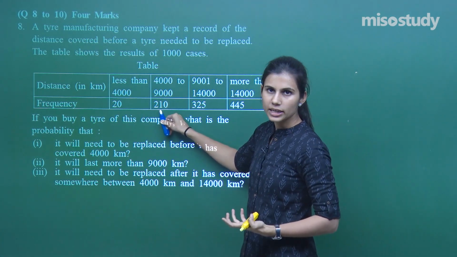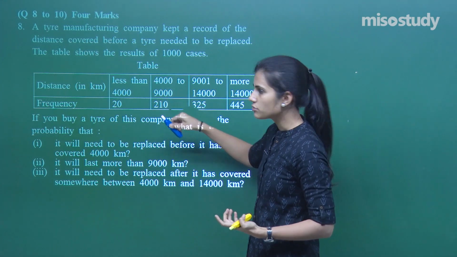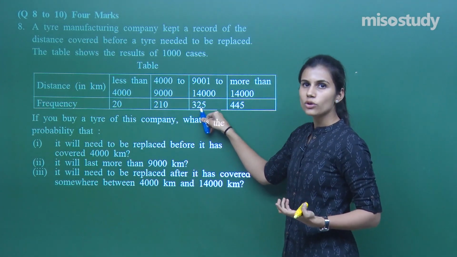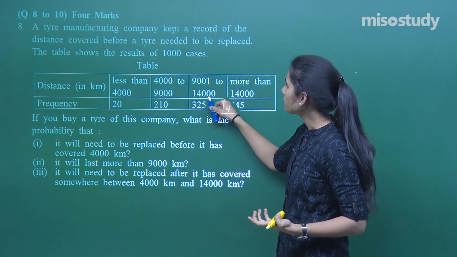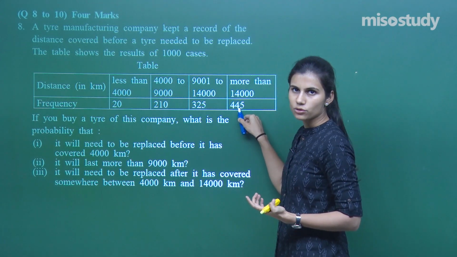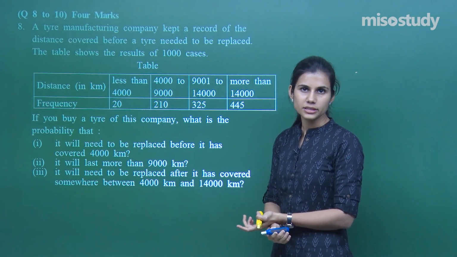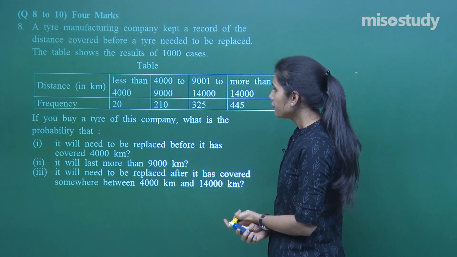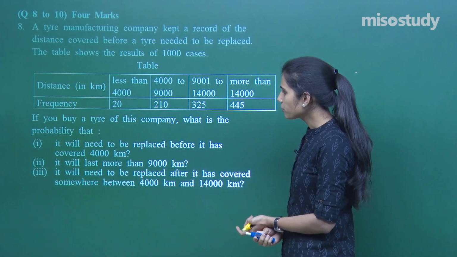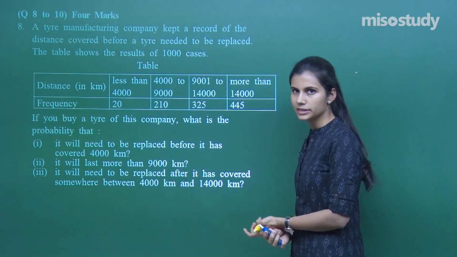210 tires got changed when they had covered distance between 4000 to 9000. 325 tires got changed when they had covered distance from 9001 to 14,000 range, and 445 tires had to get changed when they had covered more than 14,000 kilometers distance. If you buy a tire of this company, what is the probability that it will need to be replaced before it has covered 4000 kilometers?